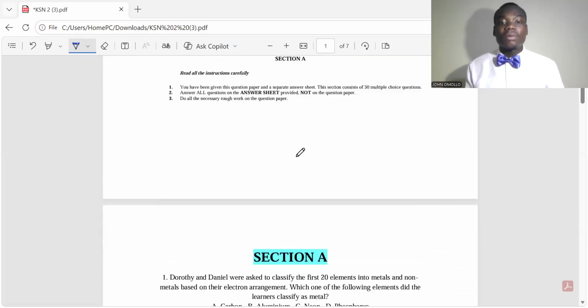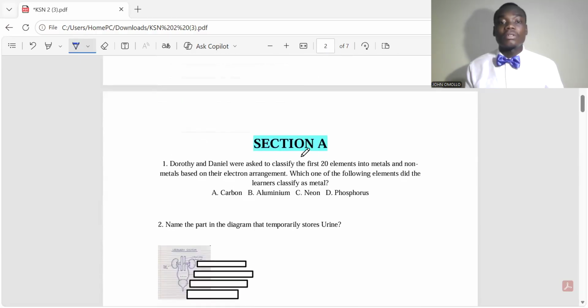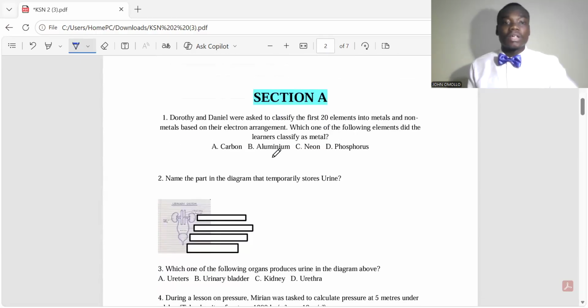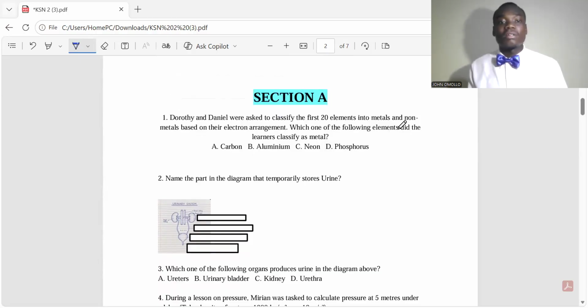So let's dive to the question. It's a very nice paper. You can easily see from the description above. So let's dive to section A. Number 1, Dorothy and Daniel were asked to classify the first 20 elements into metals and non-metals based on their electron arrangement. Which one of the following elements did the learners classify as metals?